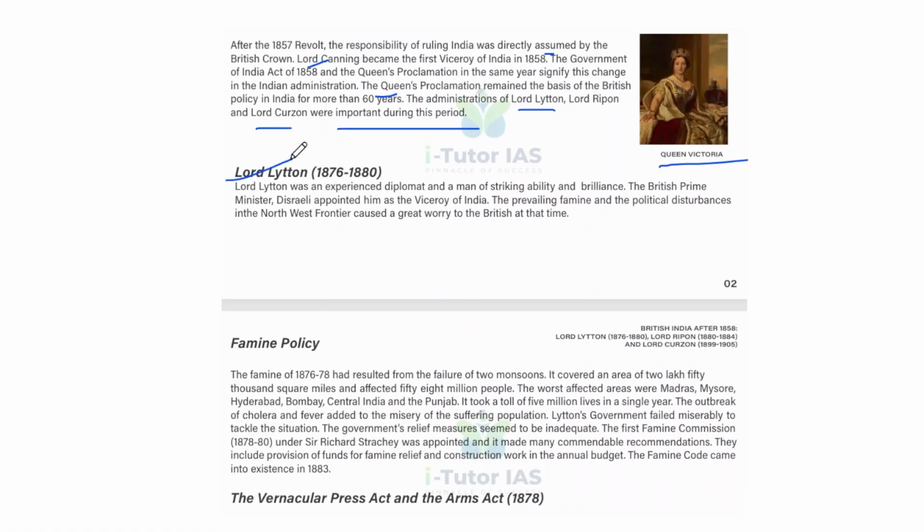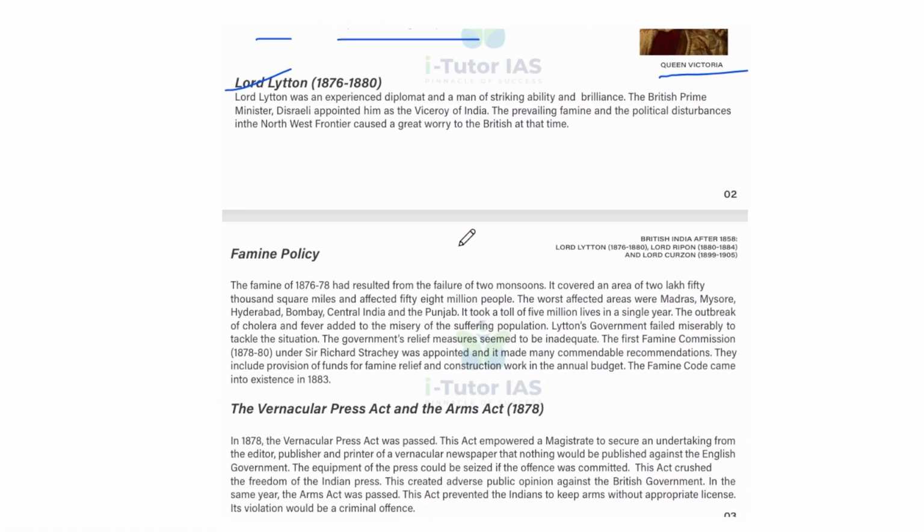First of all, we will discuss Lord Lytton. The time period is 1876 to 1880. Lord Lytton was an experienced diplomat and a man of striking ability and brilliance. The British Prime Minister Disraeli appointed him as Viceroy of India, and the prevailing famine and the political disturbances in the northwest frontier caused great worry to the British at that time.